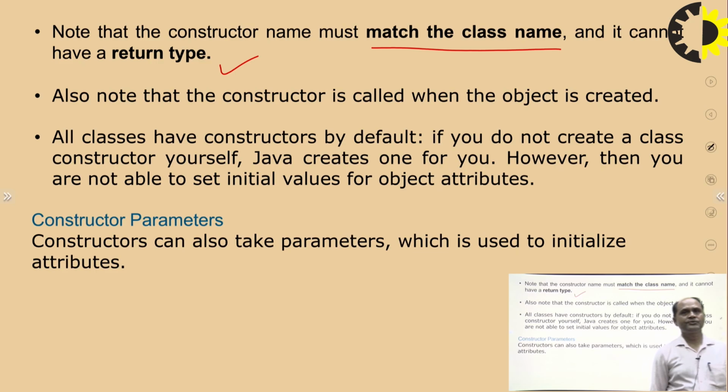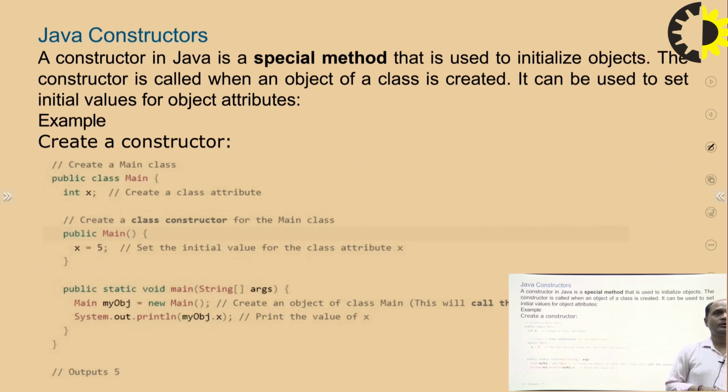Also note that the constructor is called when the object is created, and all classes have a constructor by default. If you do not create the class constructor yourself, Java creates one for you, otherwise you would not be able to initialize the value of the object attributes. So a constructor is like a normal method, but its main purpose is to initialize objects.